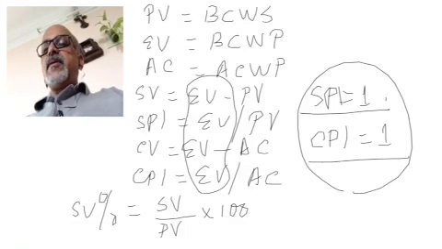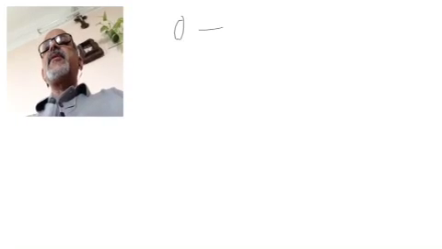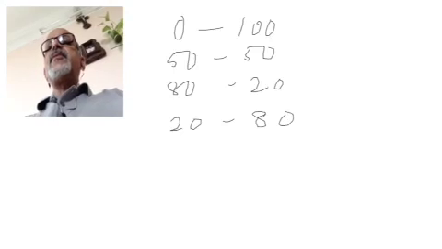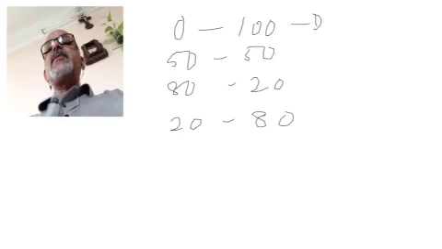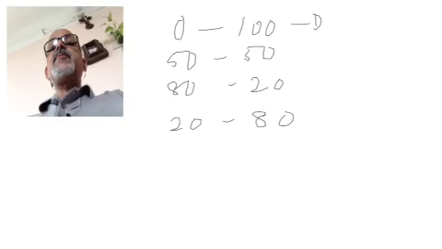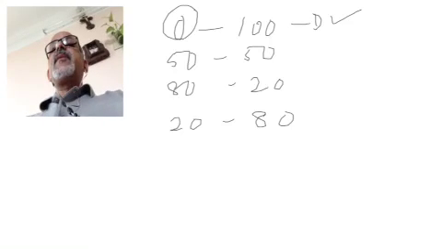And now, while counting the earned value, organizations use norms like a 0-100 policy, or a 50-50 policy, or an 80-20 policy, or a 20-80 policy, or it could be any other variation. A 0-100 policy says that either the work is complete or it is not complete. That means a 10 days work, even if it is 90% completion, we'll consider it as 0% completion. Only when it is 100% completion, we will consider it as done. So it has only two states: either it is done or it is not done.